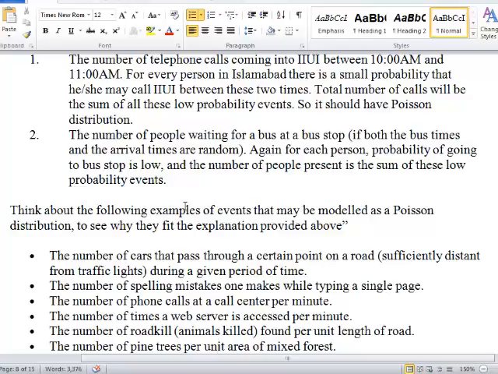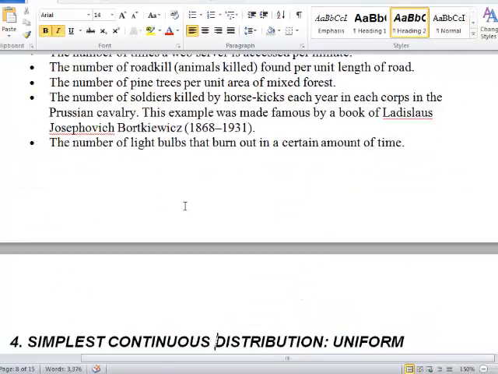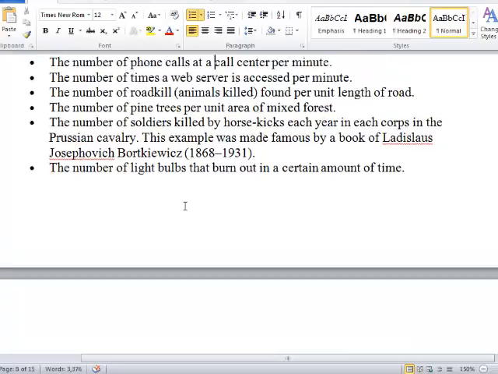So this is a certain kind of setup. Number of soldiers killed by horse kicks each year in a corps in the Prussian cavalry. This was studied by somebody. Each one of them is a rare event, but if you have a cavalry, a large number of horses, it will happen. So that will be a Poisson distribution.